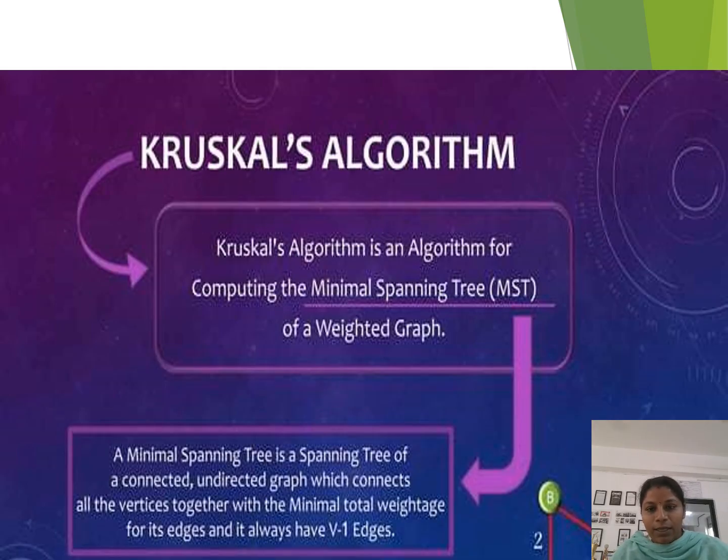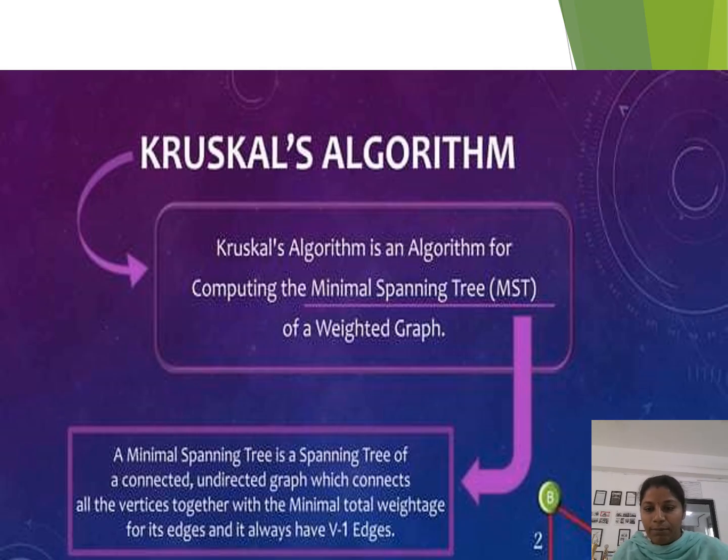In Kruskal's algorithm, we need to compute a minimal spanning tree of a weighted graph. Minimal spanning tree means based on the minimum weight only we can solve this problem. A minimal spanning tree is a spanning tree of a connected undirected graph. We want to calculate the weight: all the vertices together with minimum total weight for its edges, and it always has V minus 1 edges.